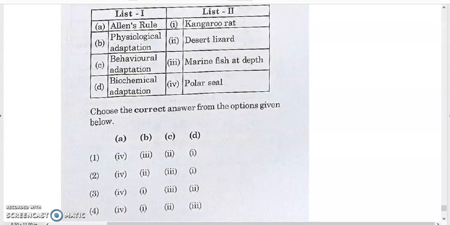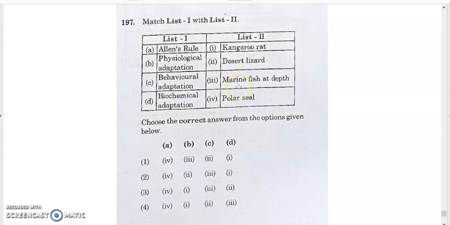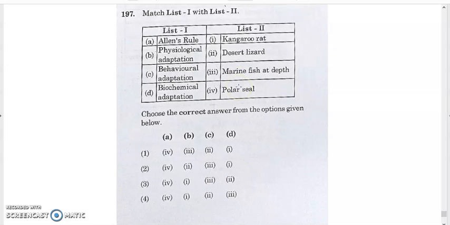Right now, one is physiological adaptation. Physiological adaptation is basically found in case of polar seal. A will be 4, Allen's rules actually for polar bear. Physiological adaptation B will be 1, that is kangaroo rat. C, that is behavioral adaptation, desert lizard. Biochemical adaptation will be marine fish at depth. They have different biochemical changes occurring. So the answer will be 197, 4.